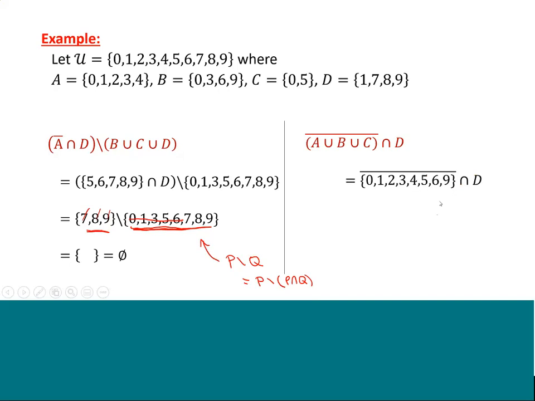Then we need to take the complement of the union. And the nice thing about this union being so large is that when you take the complement, it's going to be relatively small. Anybody got what the complement of the union of A, B, and C would equal? Yep, it would just be 7 and 8. So we're going to have 7 and 8 intersect D, and D right here is just 1, 7, 8, and 9. So if we do this intersection, any guesses what the final answer would be? Almost. It is going to include an 8, but it is also going to include the 7 because 7 was also in D.